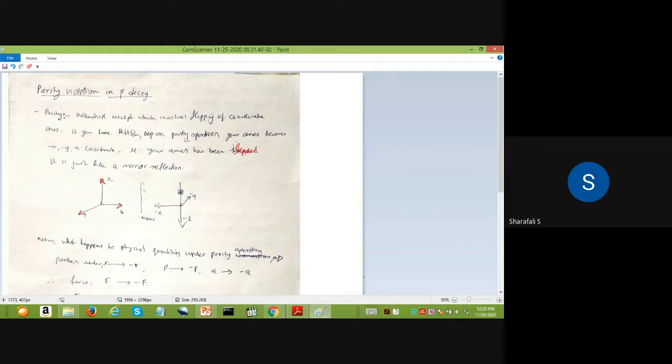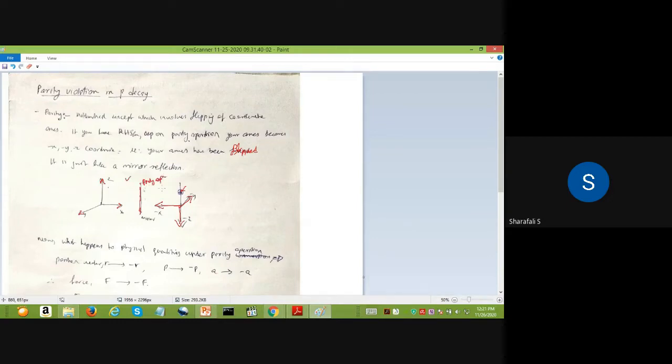This is flipped. So your x, y, z will now become minus x, minus y, and minus z. So this will be your minus y. This will be your minus x. This is your minus z. So this is just like a mirror image of this one. So this is your parity operation.